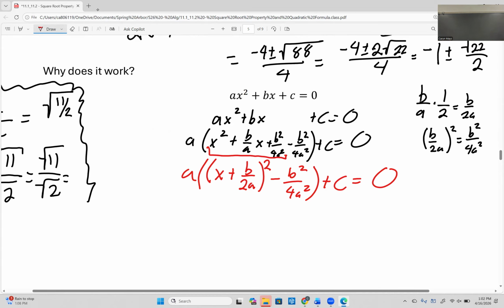At this point, we have completed our square, but we want to simplify. And we would take this number out here and multiply it in. The way we multiply it in is a just gets written in front of the thing in parentheses. X plus b over 2a squared minus a times this thing. I want to point out here is that this thing is dividing by a squared.